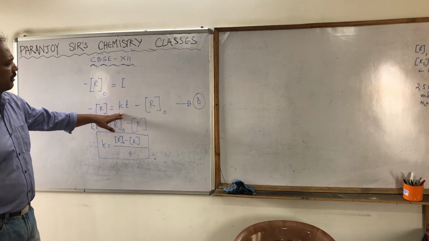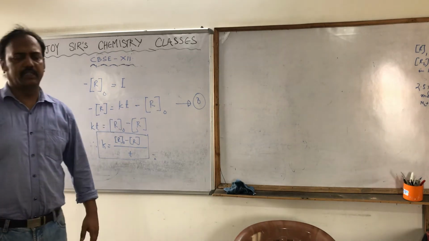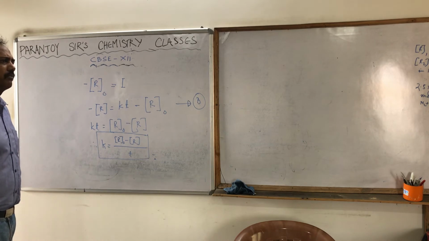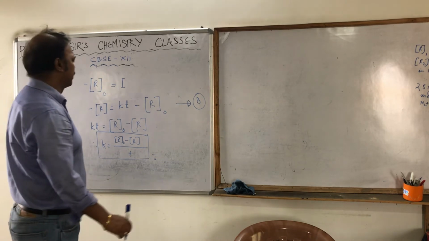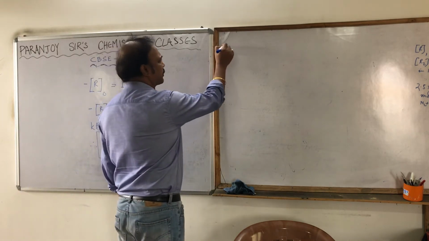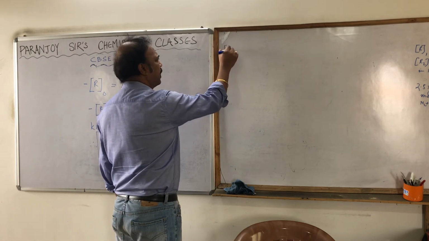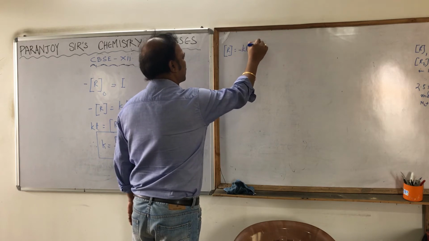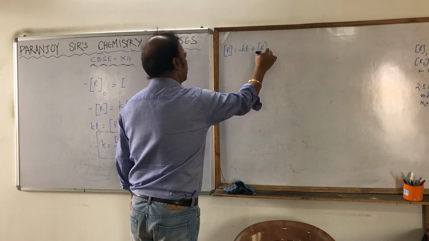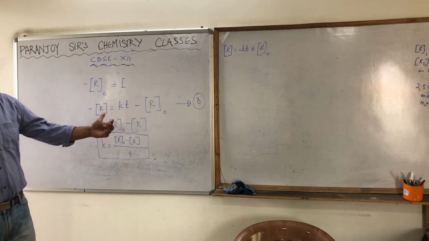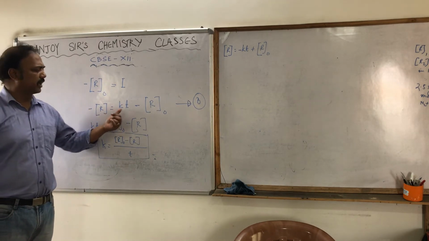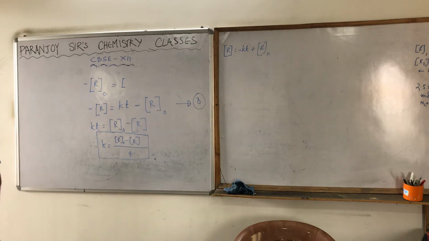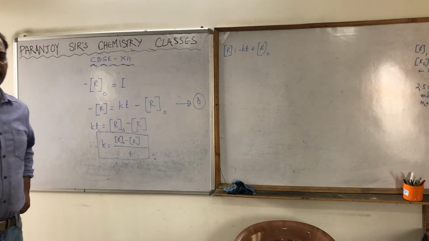Multiplying equation B by -1, what are we going to get? We are going to get R equal to minus KT plus R0. Are you getting this? If we multiply both sides by -1, this becomes plus, this is minus, this is plus. So that is what I wrote over there: R equal to minus KT plus R0.